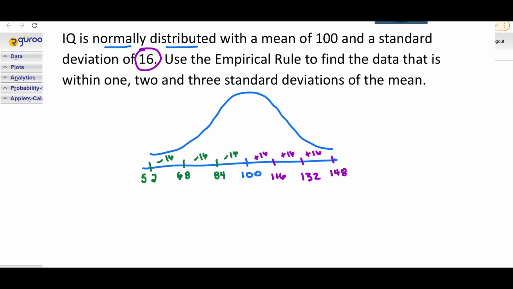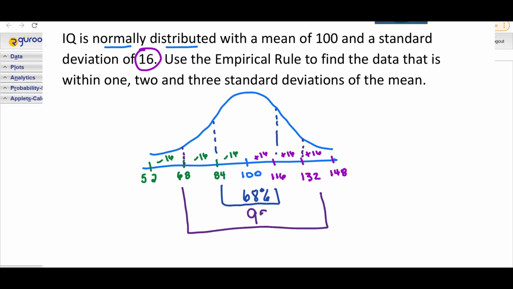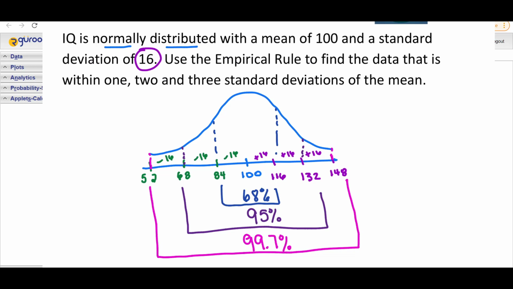Anyway, if we go out 1 standard deviation each way, that's approximately 68% of the data. So approximately 68% of the data is right there. And then if we go out 2 each way, from 68 to 132, that's approximately 95% of the data. And if we go out 3 each way, that's approximately 99.7% of the data. All right.